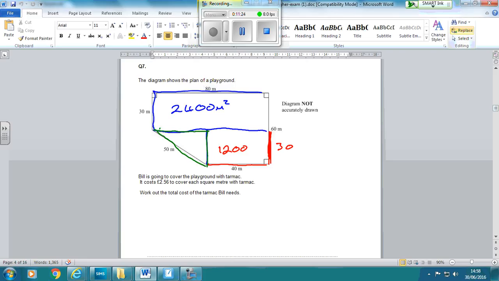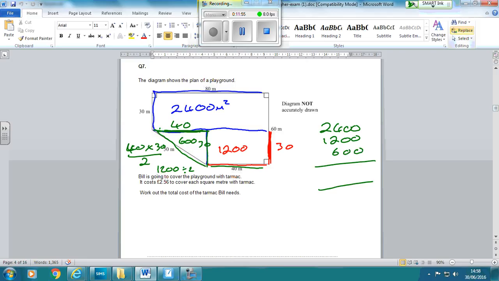So this here is 80 all the way across, and take away this 40, so this is going to be 40. And as we said earlier, this is 30. So the area of this is going to be 40 times by 30, divided by 2. Now 4 times 30 is going to be 1200, divided by 2 is 600. So we've got 2,400, we've got 1,200, and we've got 600. So we need to add those together. So we've got 4,200 metres squared.